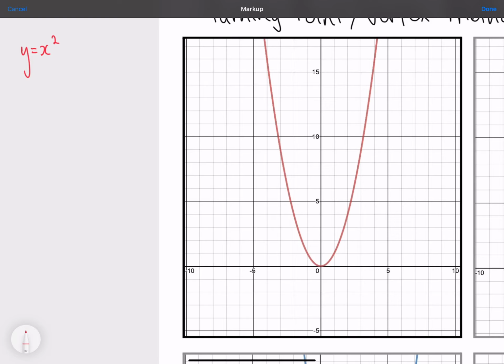To check that, we could do a table of values, and we could pick some values for x and find the y. So if x was 0, to find y we'd do 0 squared, which is just 0. If x was 1, we would do 1 squared, which is just 1. If x was 2, we'd do 2 squared, which is 4. We can see on the graph that our parabola, the vertex, is here at (0, 0). That's the vertex or the turning point of the graph.